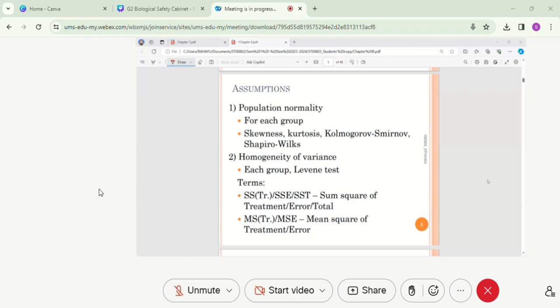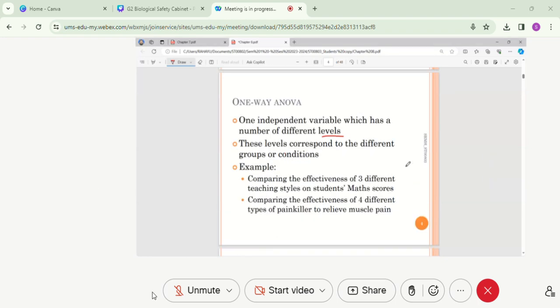Now, in this case, the same concept applies. From the previous example, I need to split the mathematics score into three different teaching styles. So I need to assess the normality of the math score with respect to teaching style. And in the second example, I need to assess the distributions of the time to relieve muscle pain with respect to four different types of painkiller.